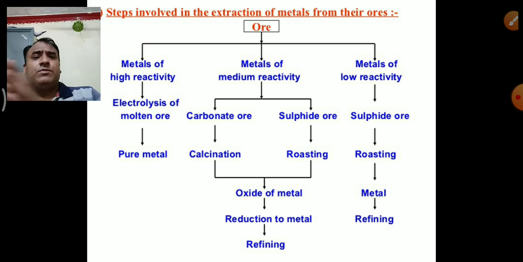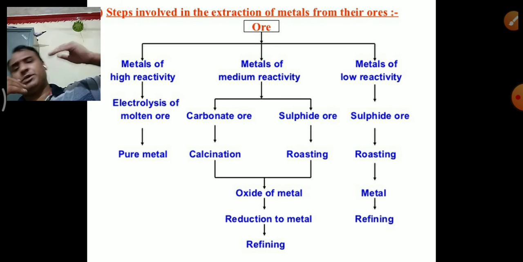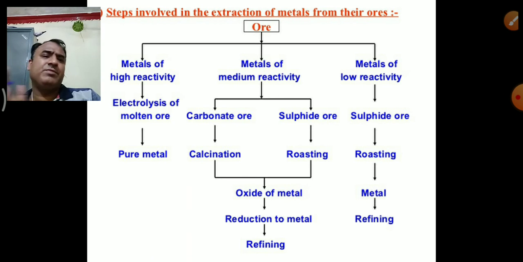Okay, now this is a flow chart of the extraction of metals of high reactivity, medium reactivity, and low reactivity. Metals of high reactivity are highly reactive metals like sodium and potassium. For high reactivity we use electrolysis. For medium reactivity we use calcination and roasting. Calcination and roasting are very important. For low reactivity we also use roasting. First we study electrolysis, then calcination, then roasting.